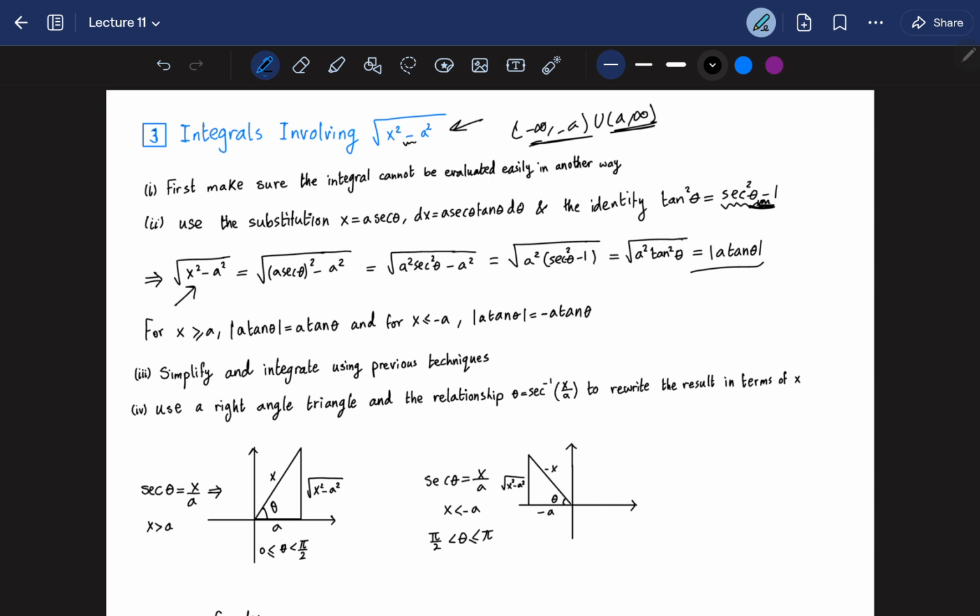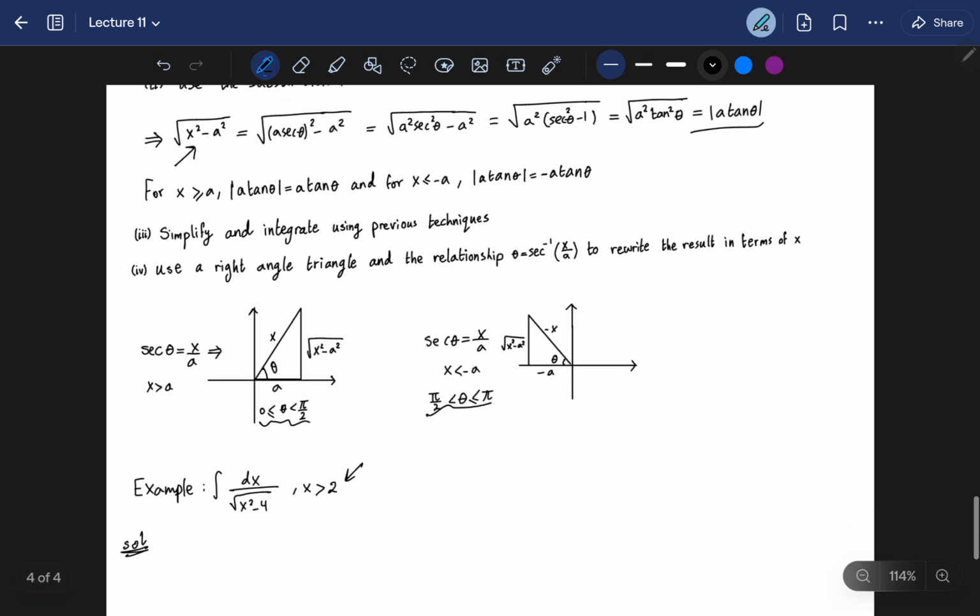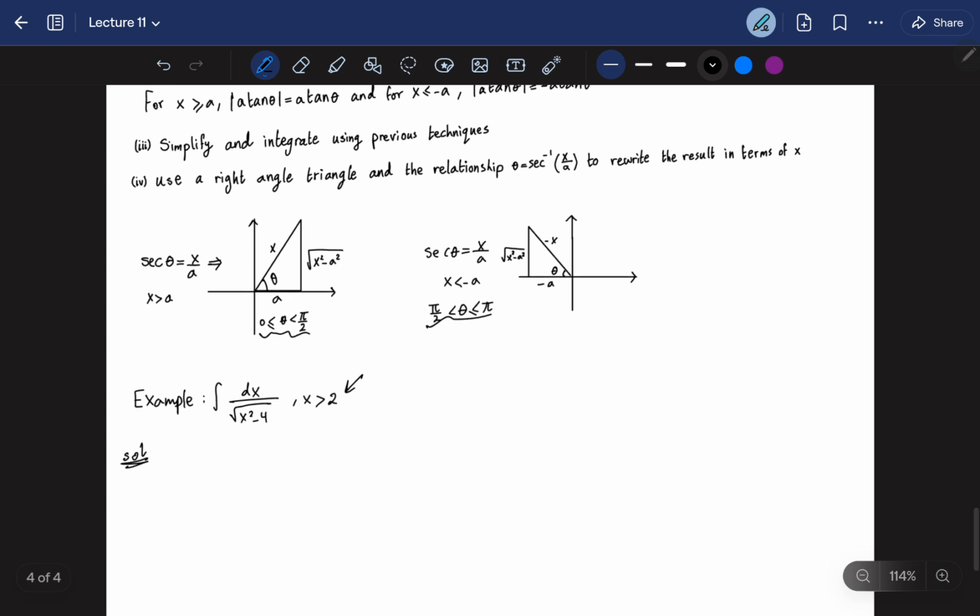Okay, now the same exact process, nothing changes here. The only difference is when you have the triangle, you're going to have two cases: one with x bigger than a, and one with x less than negative a. So it all depends. Like here in the question, it's given, so you know which triangle you're going to use, and we have these values of theta. So let's try this example.